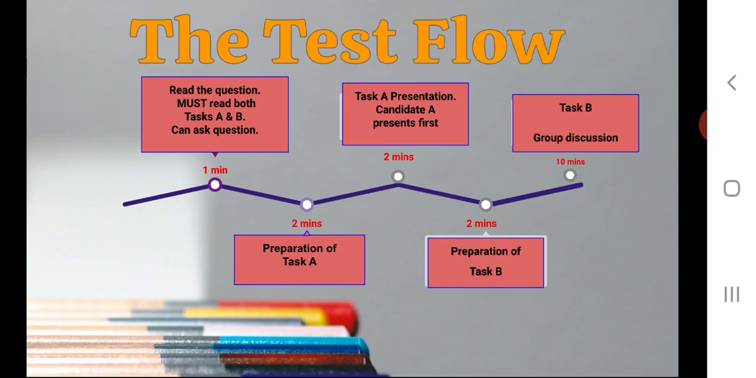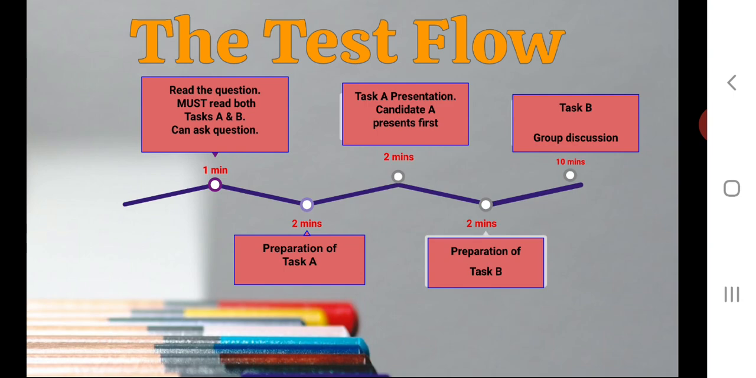All right. After 1 minute of reading the question, you will be given 2 minutes to prepare your responses for task A. The stationery items will be provided for you to use during the test, so don't worry, you need not bring your own into the test room. Once the 2 minutes ends, candidate A will be asked to present first for 2 minutes, then followed by candidate B, C, and D. And when all the candidates have presented, we will move on to task B, the group discussion.